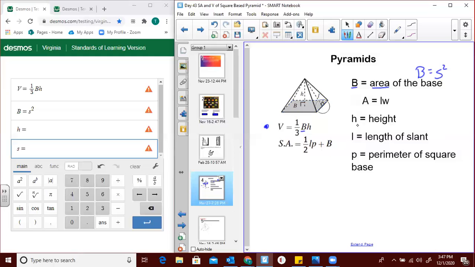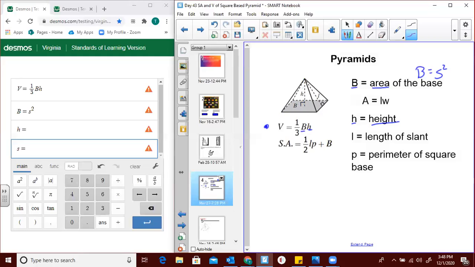Then we're going to look for the height. When we're looking for height, we're going to know that the height starts at the tip of the pyramid and goes straight down into the middle of the pyramid, inside of it. I want you to think of volume like the space inside the pyramid. So this height is fully inside the pyramid. It also makes a right angle with the entire base of the pyramid. So that's going to be our height.